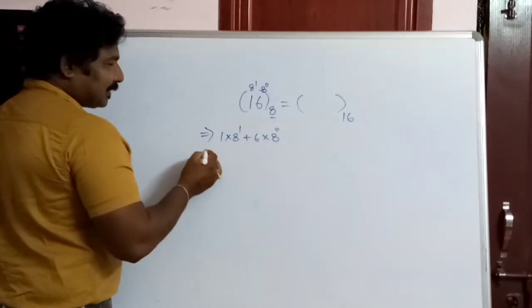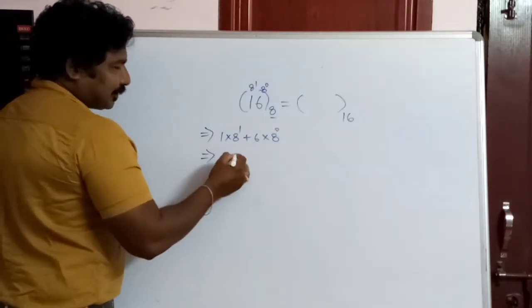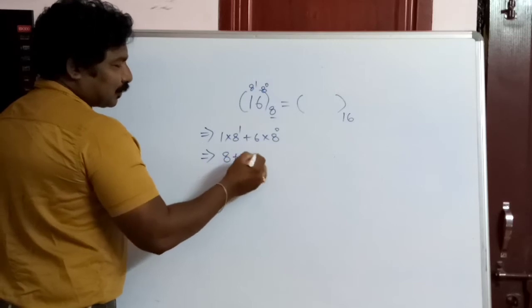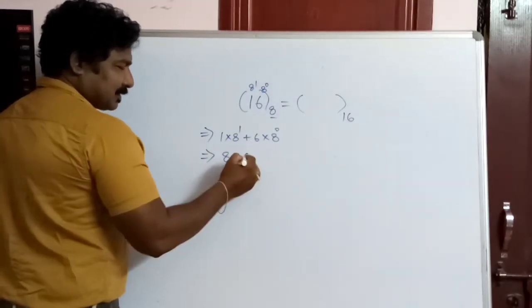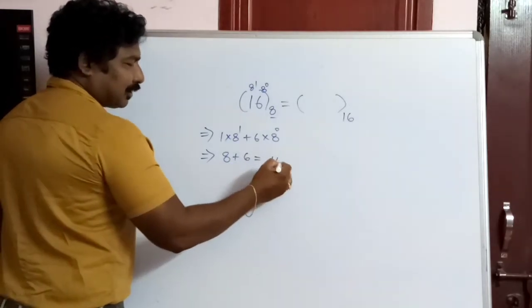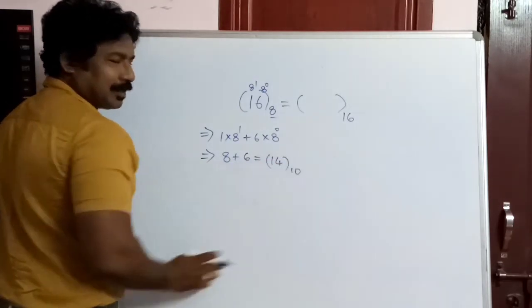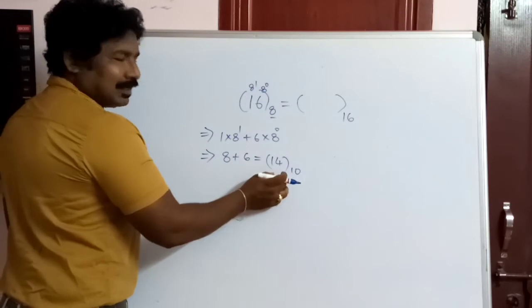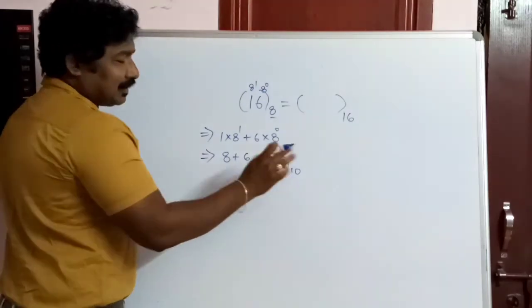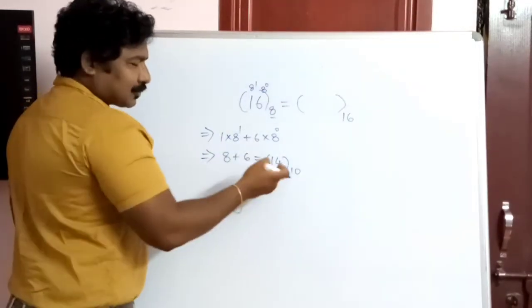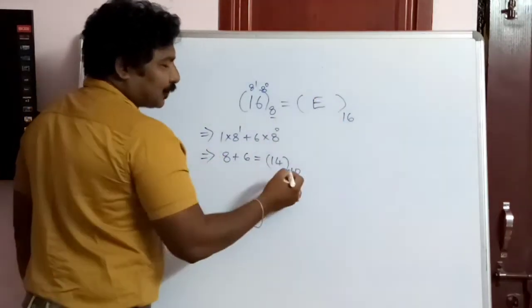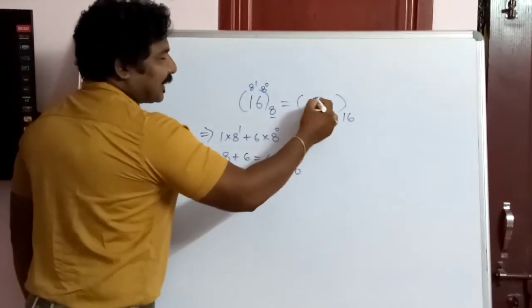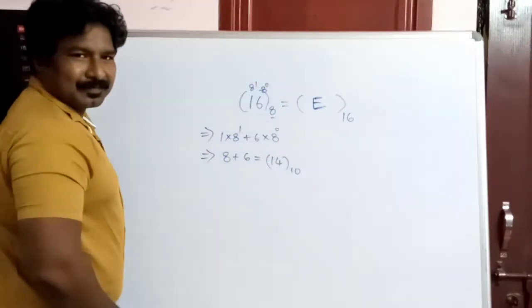This will be 8 plus 6 into 1, which is 6, giving 14 in base 10, friends. So what is 14 in decimal, in hexadecimal? 14 is represented with the letter E. So 14 is nothing but E, friends. So the answer is E.